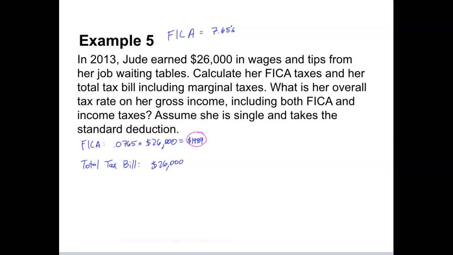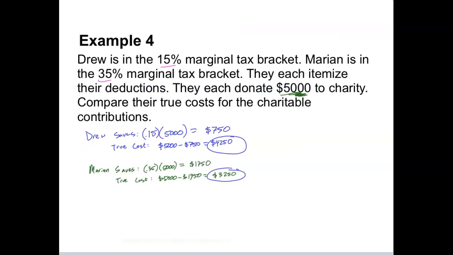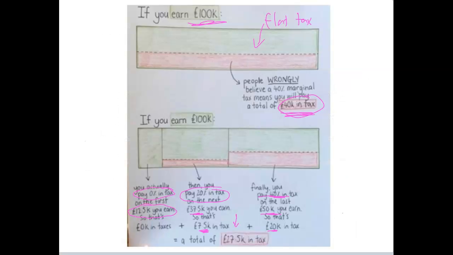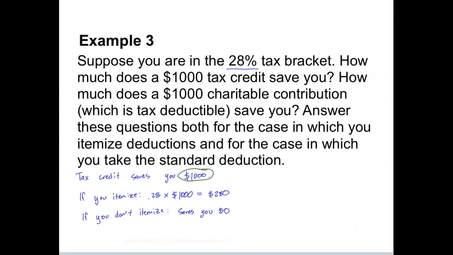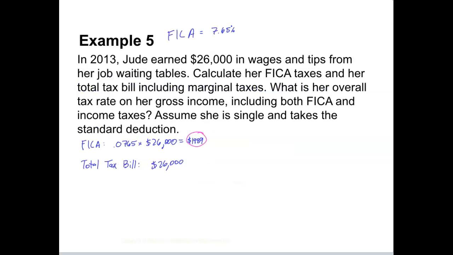She takes the standard deduction, so we do want to go back and look at that. She's filing single. Standard deduction is $6,100, and she also gets a $3,900 exemption. So we are going to subtract those off. So minus 6,100, and then also minus the exemption, minus 3,900. And that's 16,000.